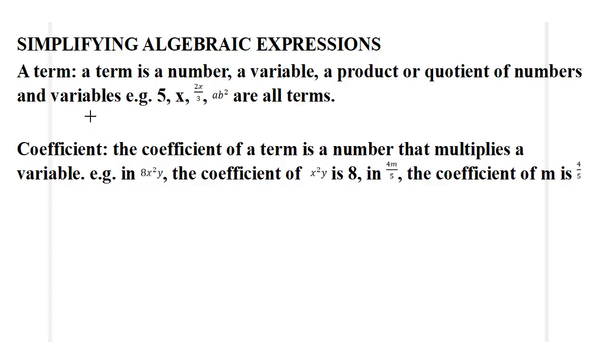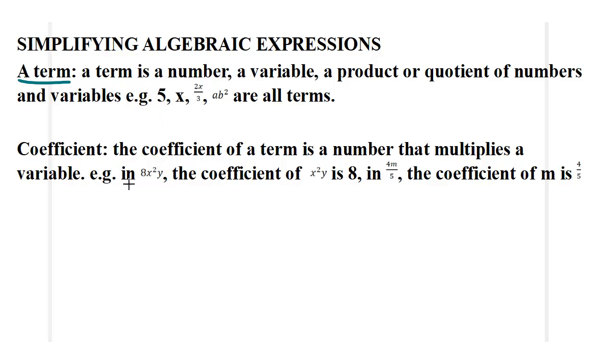So in this video, we're going to be looking at how to simplify algebraic expressions. But before we proceed, we need to understand certain things. And what is that? Number one, we have what is a term. A term is a number, a variable, a product or quotient of numbers and variables, e.g.